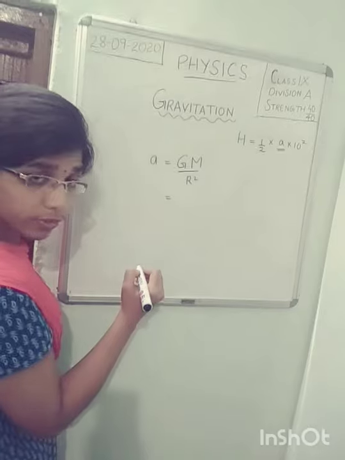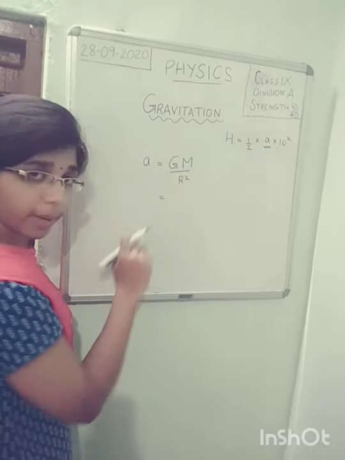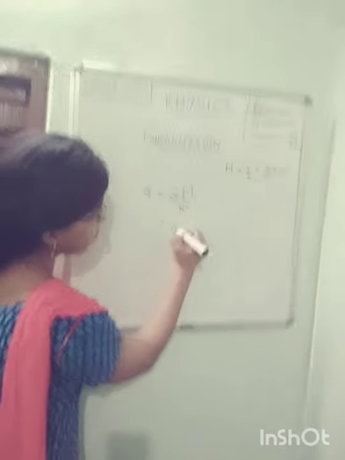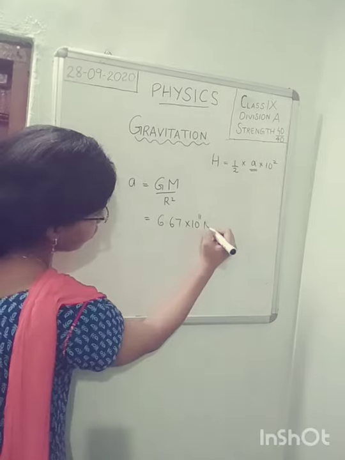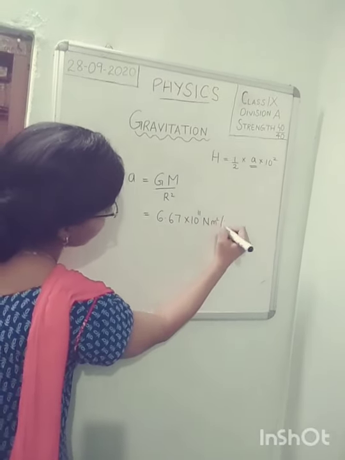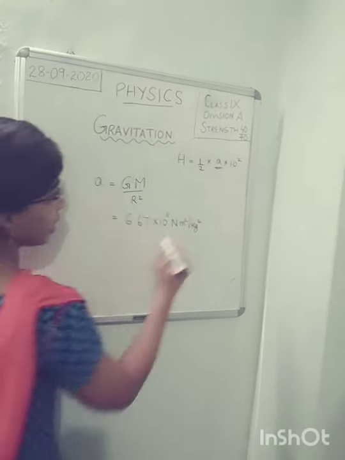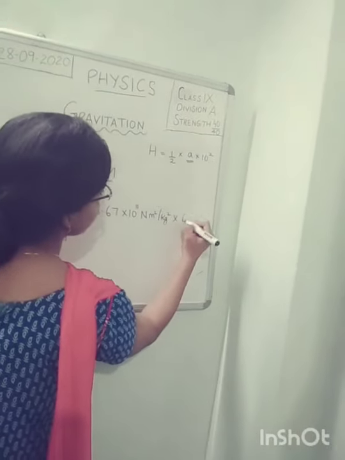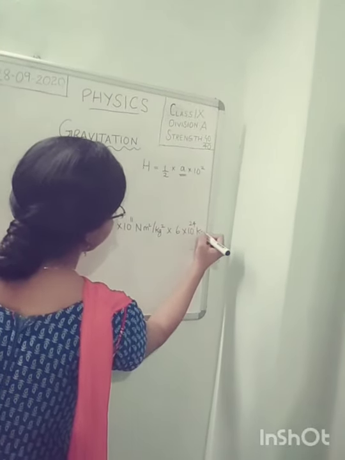What is the value of G? And who determined the value of G? Henry Cavendish determined the value of G, and it comes to be 6.67 into 10 raised to minus 11 Newton meter square per kg square. And what is the value of M? It comes to be 6 into 10 raised to 24 kg.